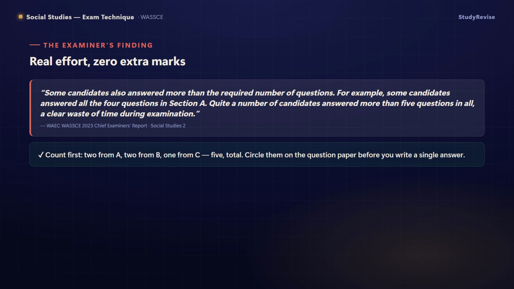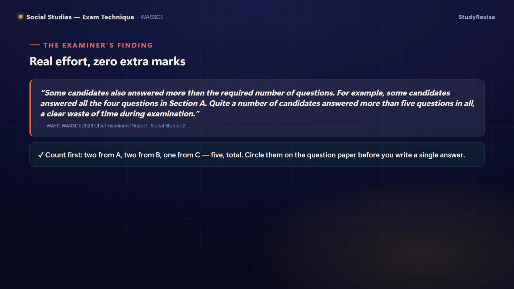Here is why this matters more than it sounds. Paper 2 gives you 5 questions in total, spread deliberately across 3 sections. Section A allows at most 2, Section B at most 2, Section C at most 2. Write a 3rd answer from one section or a 6th answer overall, and the examiner does not even mark the extra. Your time wrote it, nobody reads it.